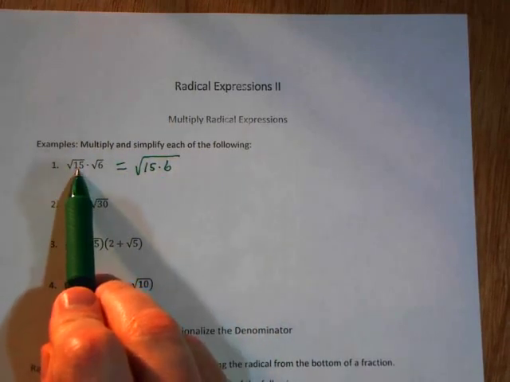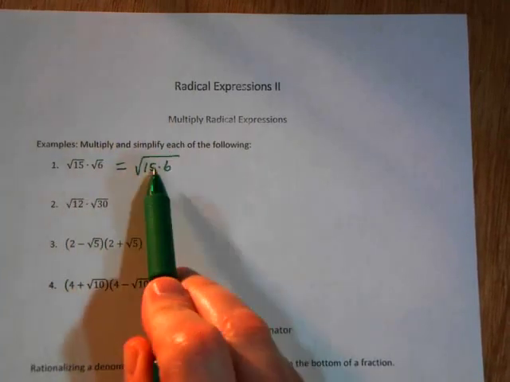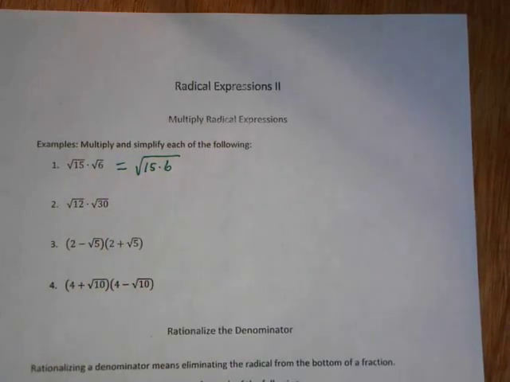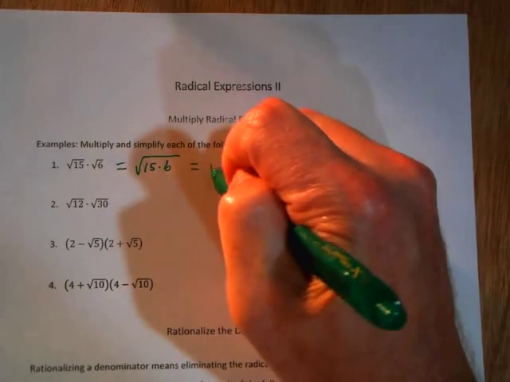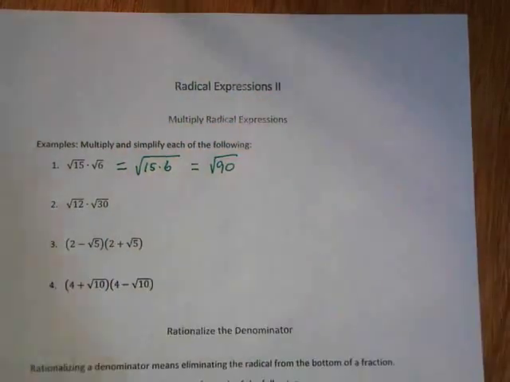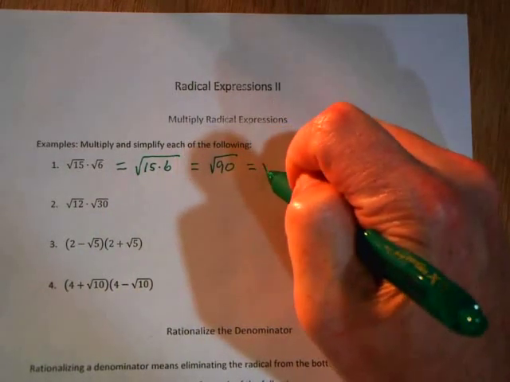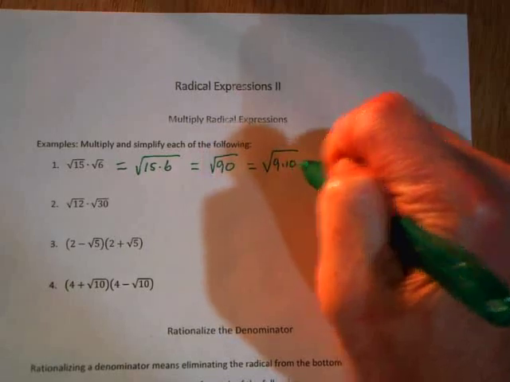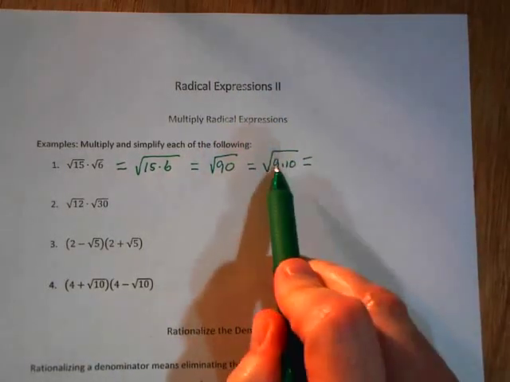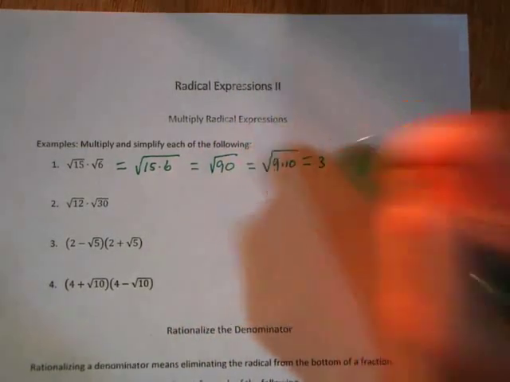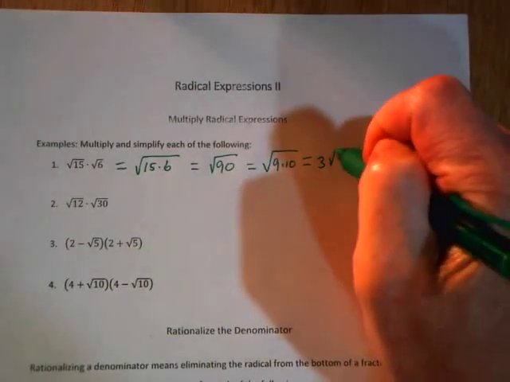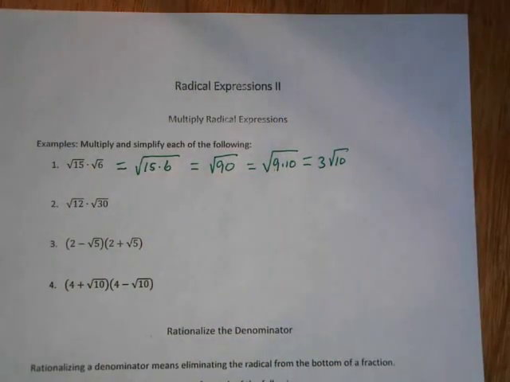If you have square root of 15 times square root of 6, you can start by multiplying the 15 and the 6. I use my calculator. 15 times 6 happens to be 90. So now I have square root of 90, and now I want to try to simplify that. 90 is 9 times 10, and the square root of 9 happens to be a nice number. It's 3. The square root of 10 is not a nice number, so I leave it just like that. 3 square roots of 10.